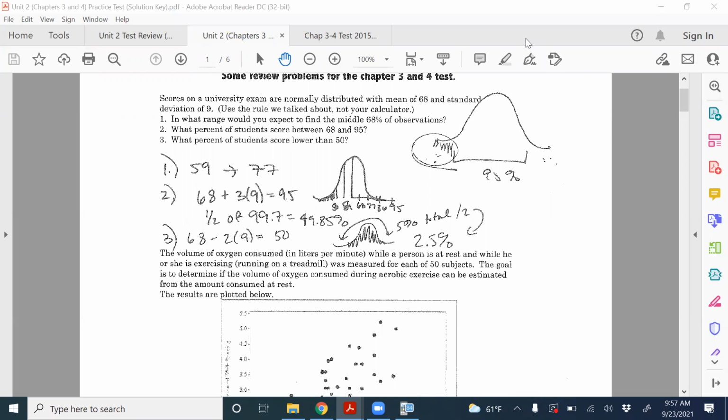So scores on a university exam are normally distributed. This is chapter 3 stuff about normal distribution. You're given the mean and standard deviation.